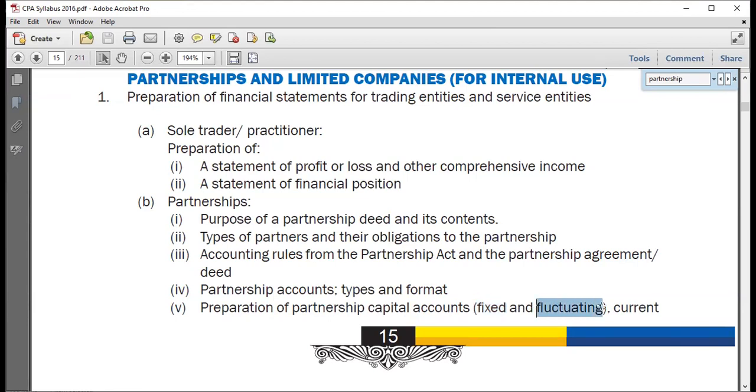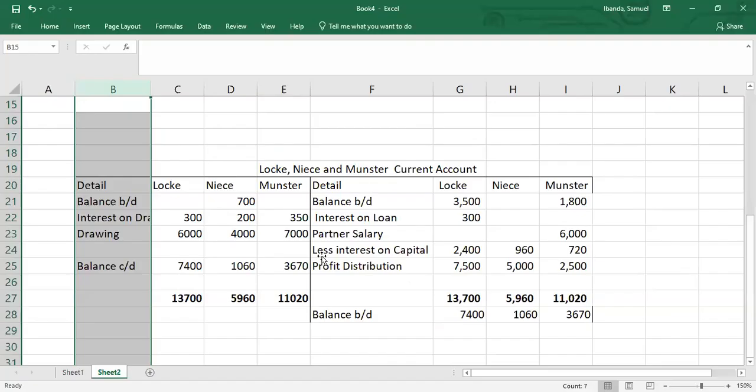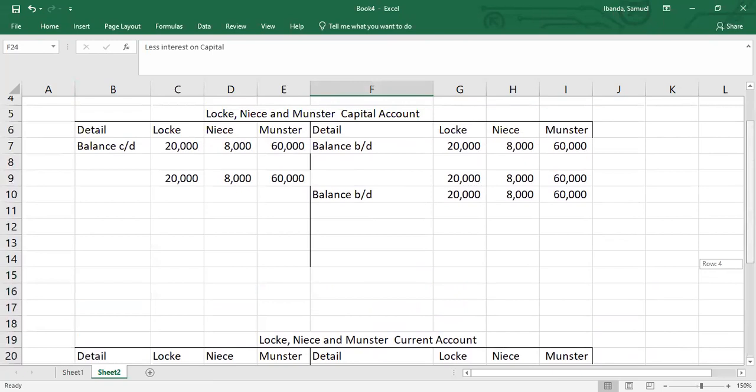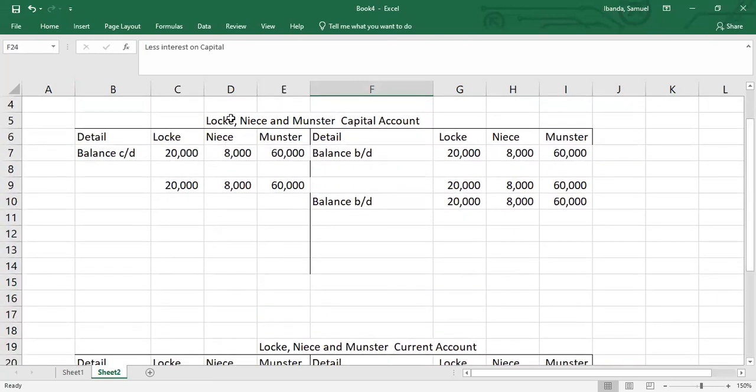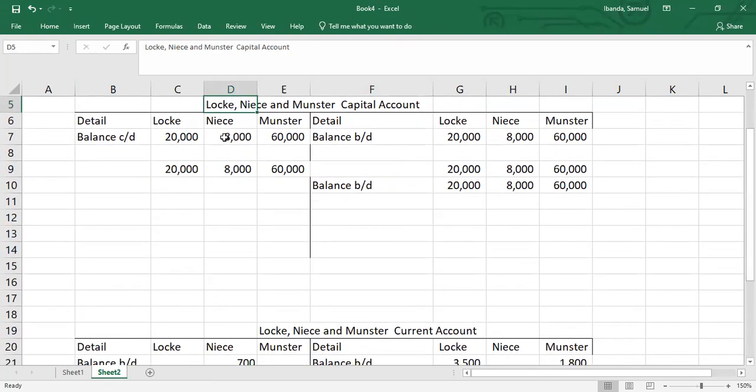Now, a fluctuating capital account, what would exactly happen? Just to show you from what we have in our scenario here, just show you something small. So what we shall have with the capital account that is floating: in that case, we shall not have this so-called current account for a floating capital account. So our capital account will look like this.